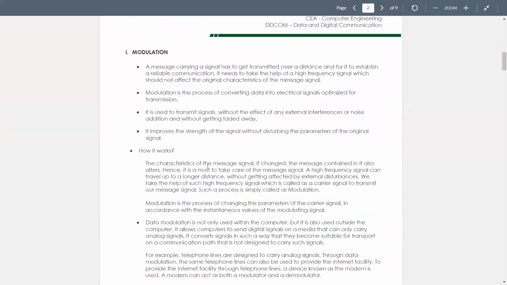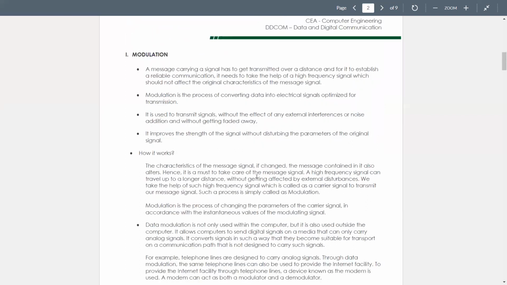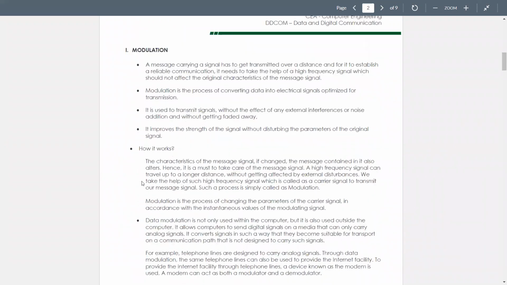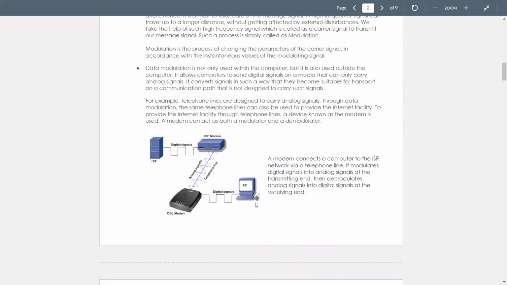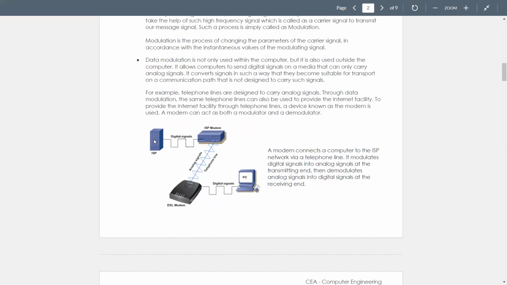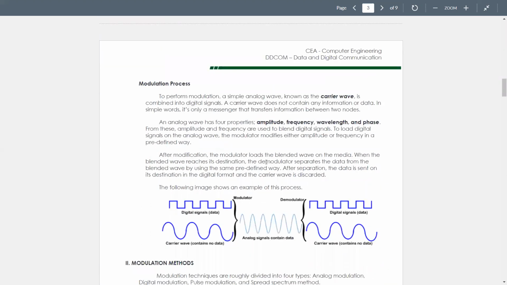This one is modulation. I have a lot of information here, so please kindly go over this. Try to understand what is modulation. Here we have the digital signal, the ISP modem, and then the analog signal. This is the telephone, for example. We transmit audio, and audio is analog. So how do we do that when our ISP or our server, our PC is digital? We do modulation.